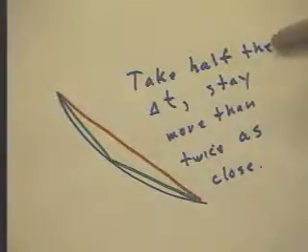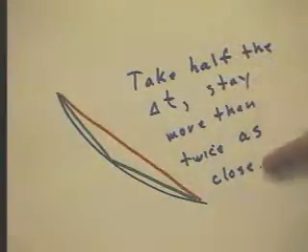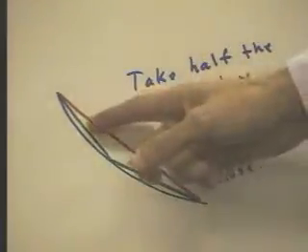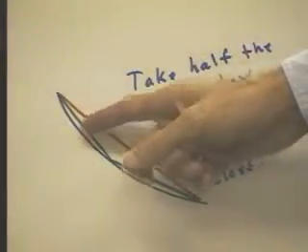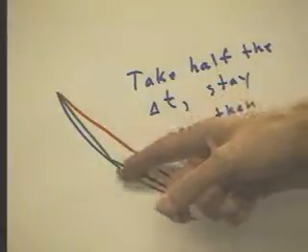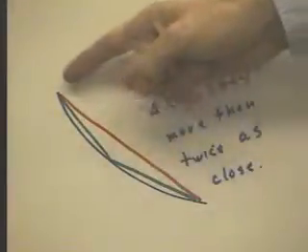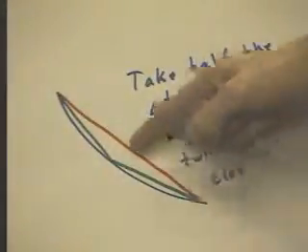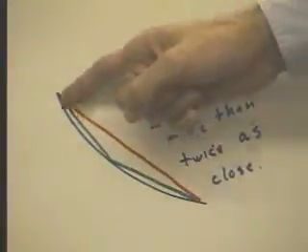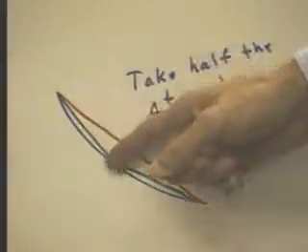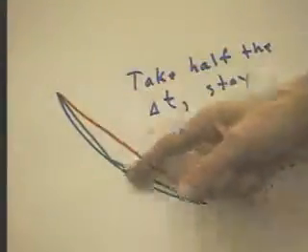So by taking half the delta t, we stay more than twice as close to the curve. And you can see that by the fact that the furthest this gets away is about this distance here, whereas this one gets all this distance away from the curve, maybe 4 times as far as this. And on the average, if you take the area between the red segment and the curve, it's much more than the total area between the two green segments and the curve.